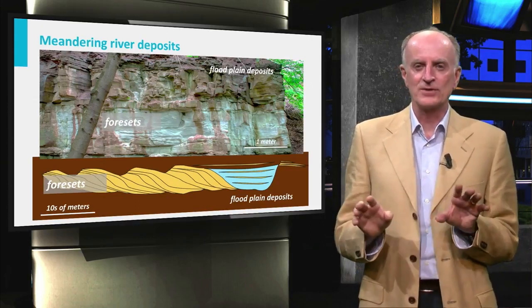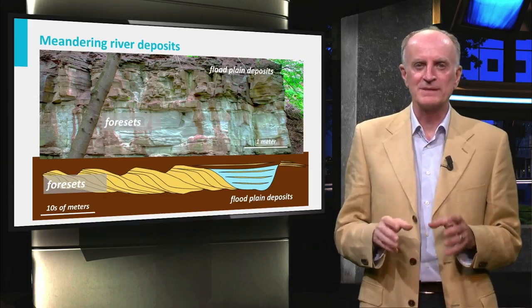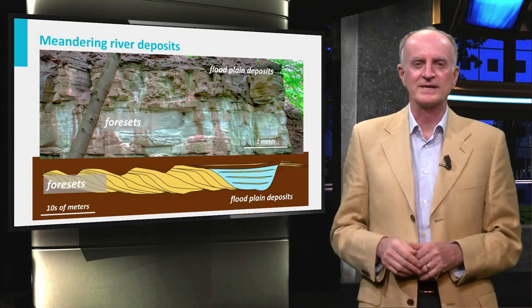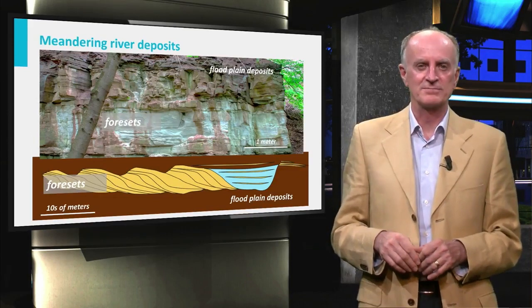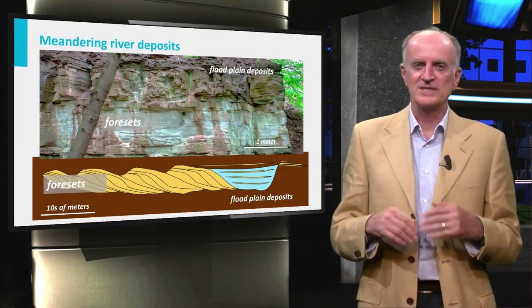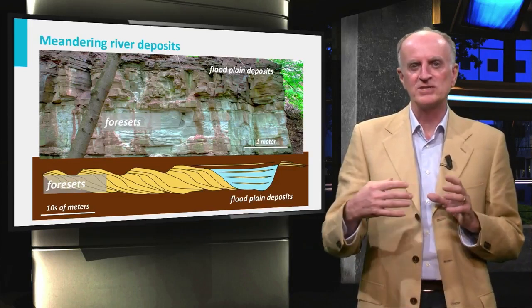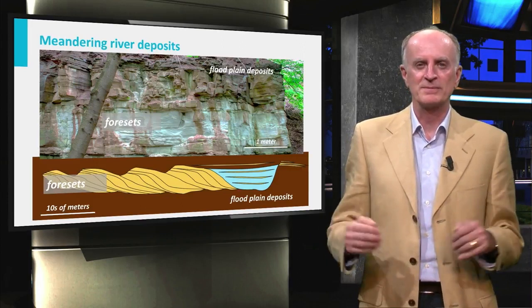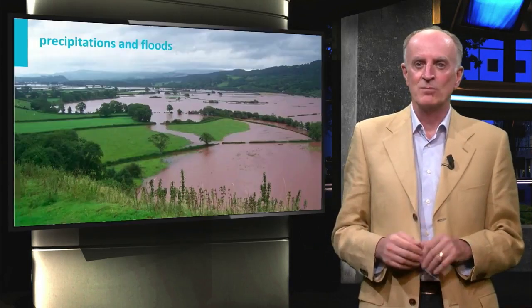Because of their high sand content and associated high porosity and permeability, meandering river deposits are very interesting targets for water and hydrocarbon exploration. The challenge is, however, to predict their spatial distribution, as they are generally surrounded by finer grained, less permeable deposits. Once in a while, major floods occur.